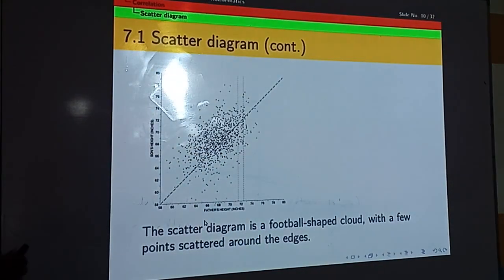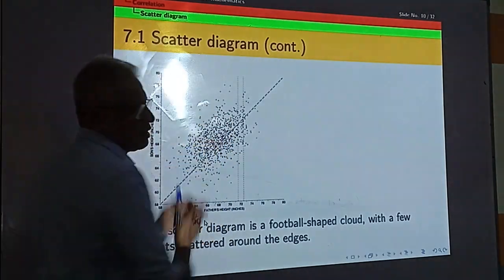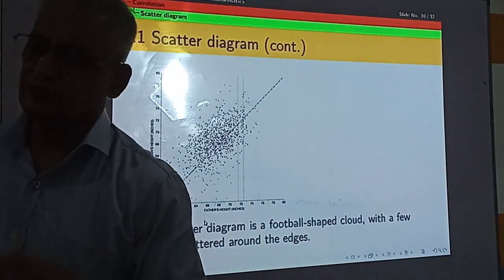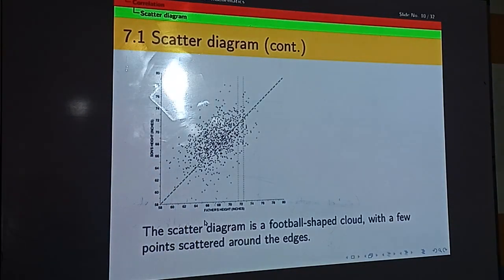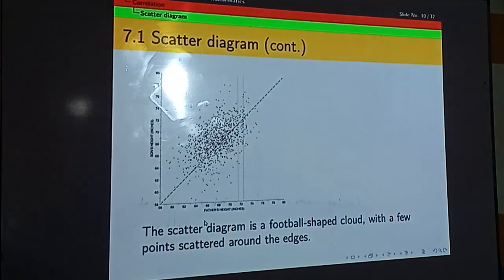So that is where the correlation coefficient is important. The correlation coefficient gives you an idea about the spread of the football around the center line. Not the center line actually, this line is called the SD line, I will come to that later.